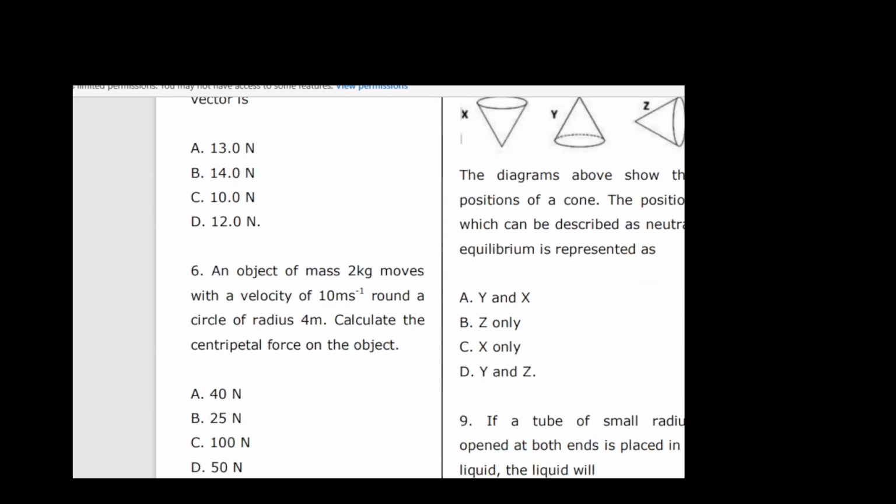Okay, guys, wait. Before you people leave, what will be the answer to this question? Now, the question that leads us to the class. What will be the answer to it? Can't go without answering it. An object of mass 2 kg moves with a velocity of 10 meters per second around a circle of radius 4 meters. Calculate the centripetal force.